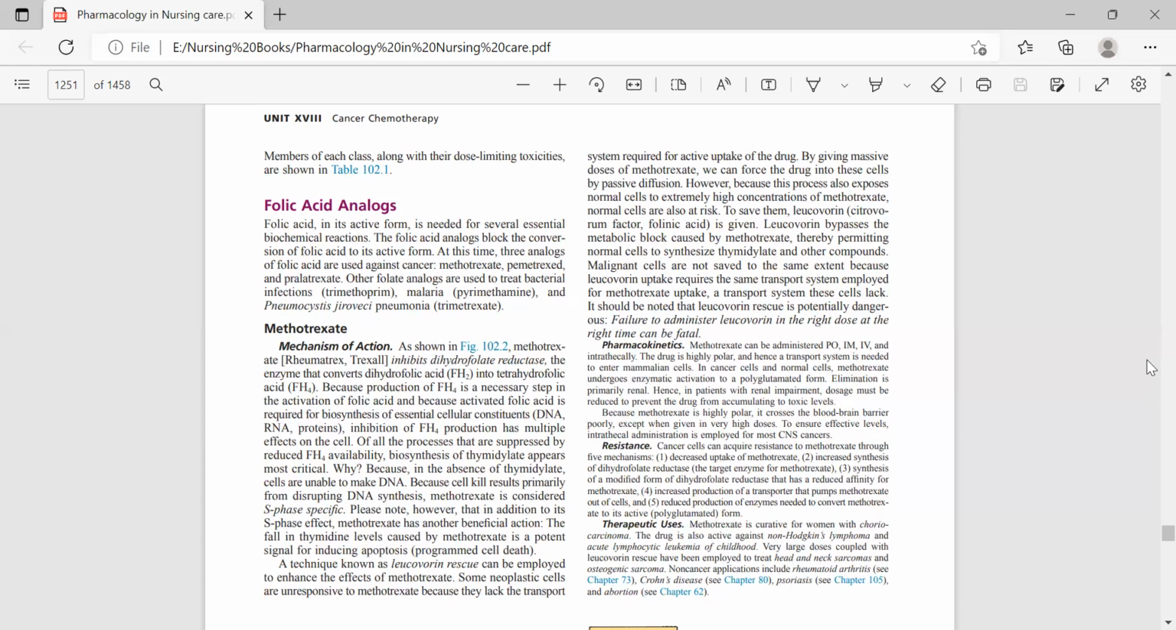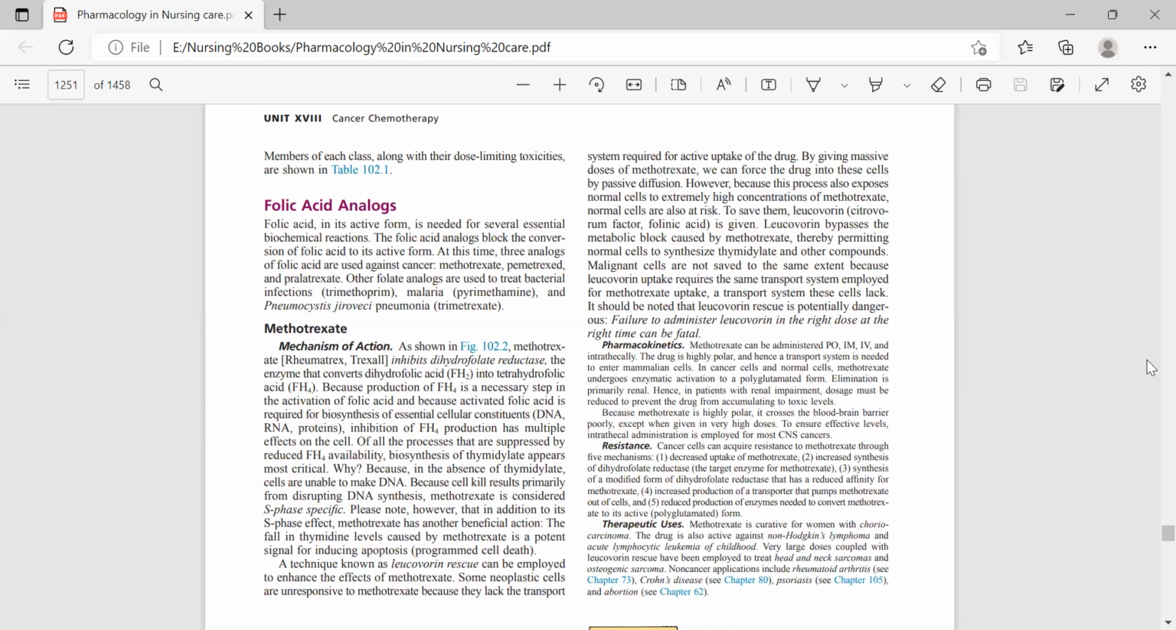Resistance to methotrexate develops due to different mechanisms, and these are decreased uptake of methotrexate, increased synthesis of dihydrofolate reductase, or sometimes the synthesis of a modified form of dihydrofolate reductase that has a reduced affinity for methotrexate. Most of the time, there is increased production of a transporter that pumps methotrexate out of the cells, and commonly reduced production of the enzyme needed to convert methotrexate to its active form, that is, the polyglutamate form.